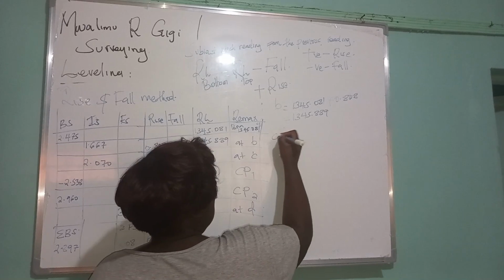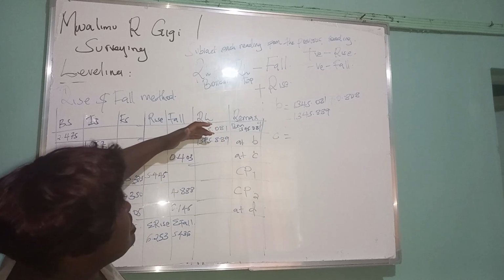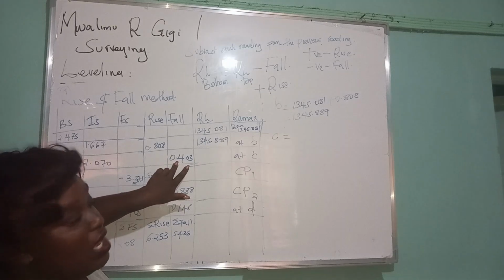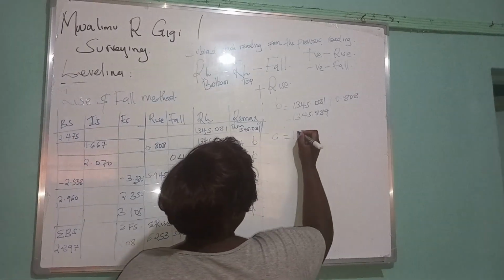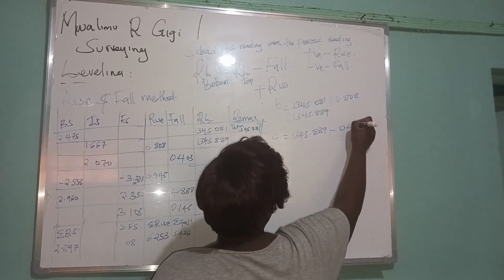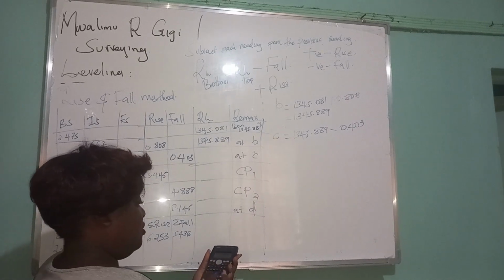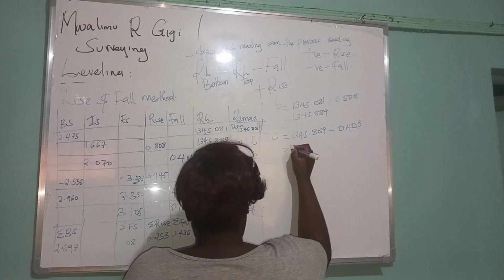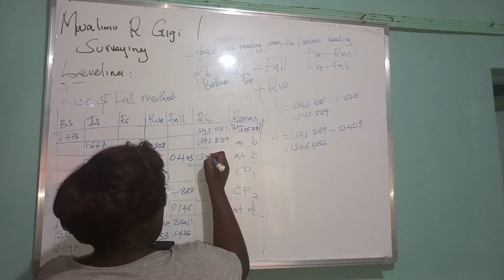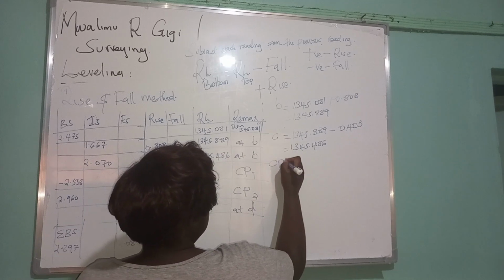So at point C we have the reduced level at the top, minus fall. We have a fall, so it is minus fall. So it is 1345.889 minus 0.403, which is 1345.486. So it is 1345.486.